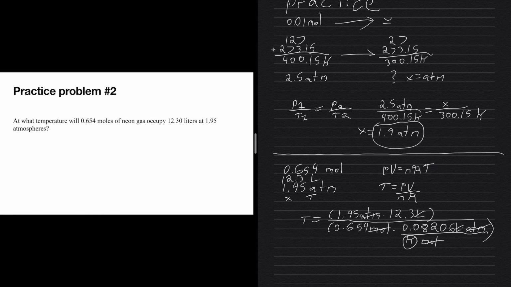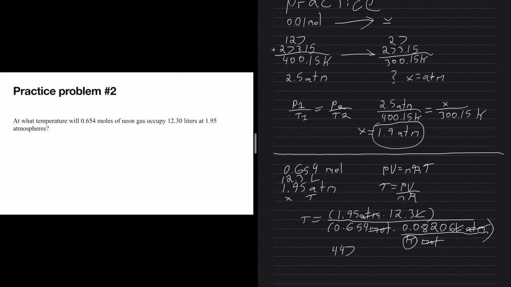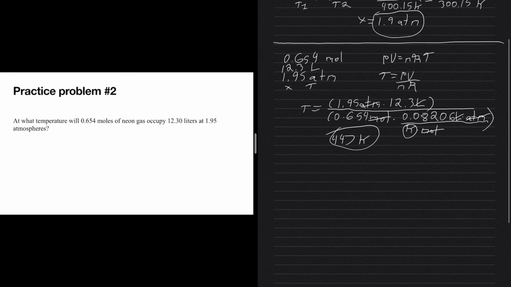So I'm going to write that. I'm going to round that up to 447. So we know that the T is equal to 447 Kelvin. And it doesn't say what unit this has to be in, so 447 Kelvin should be perfectly adequate for your unit, because it doesn't specify it needs to be in Celsius. So there you have it, the answer to practice problem number 2.